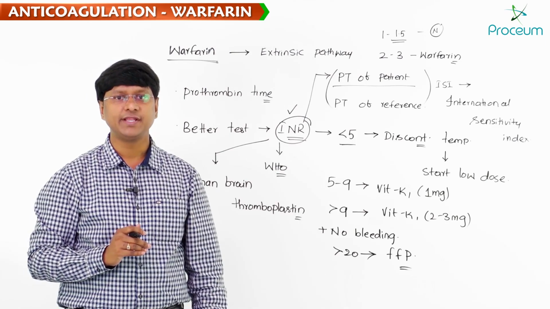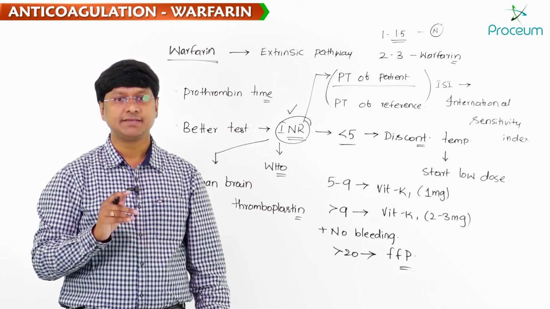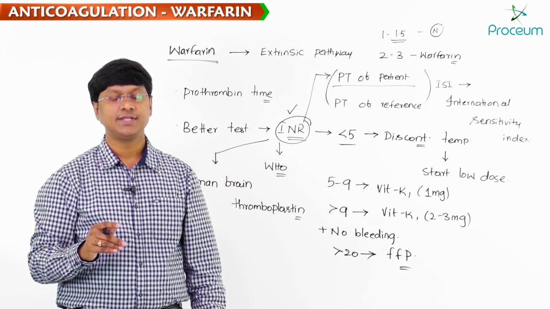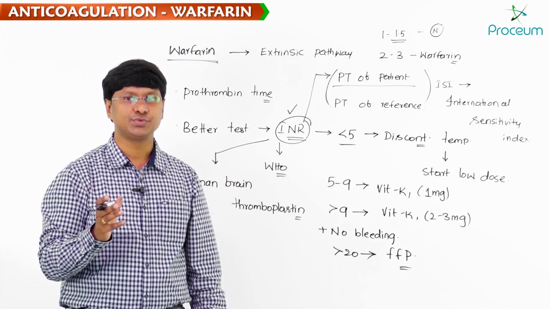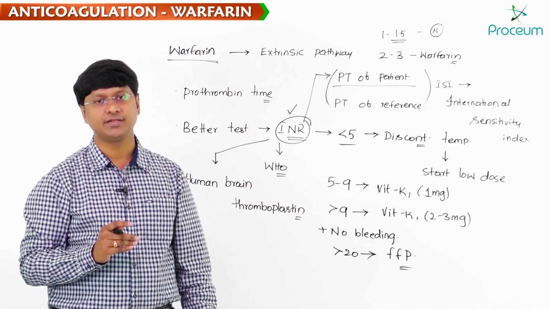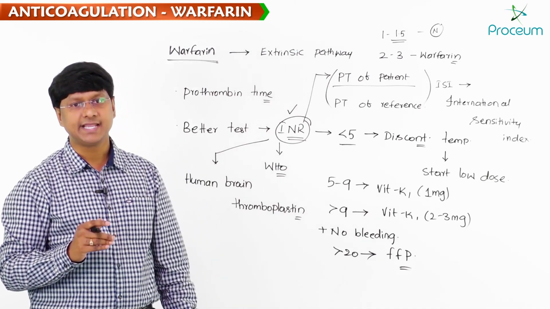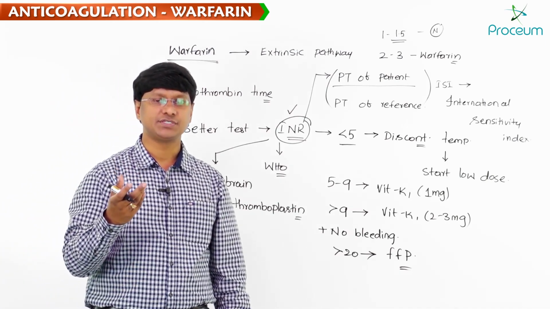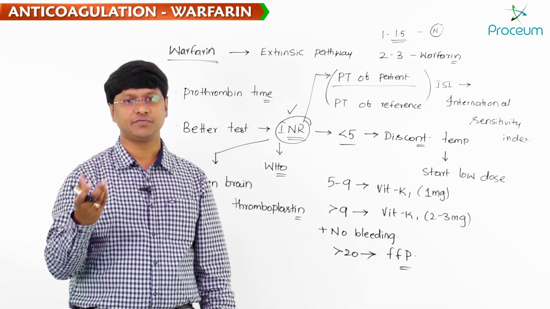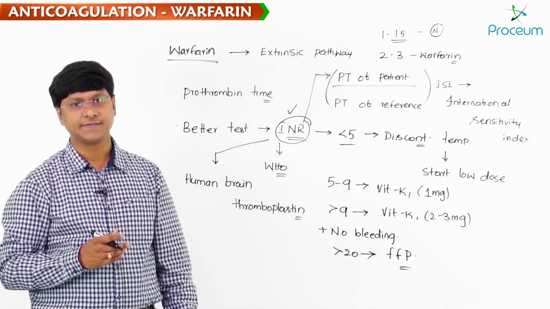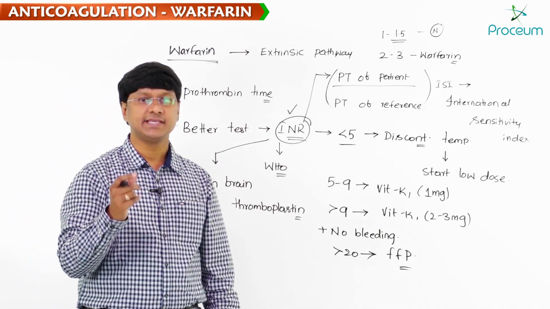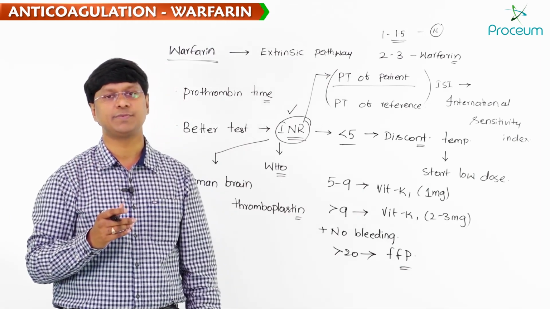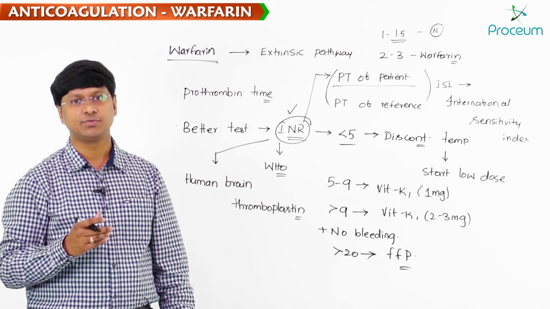Next, the point you should remember is that the better test for monitoring the effect of oral anticoagulants is INR. It was developed by WHO and is based on human brain thromboplastin. INR is equivalent to the prothrombin time of the patient divided by the prothrombin time of reference, raised to the ISI, where ISI is the International Sensitivity Index, which depends on the sensitivity of the reference thromboplastin to the WHO standard thromboplastin.